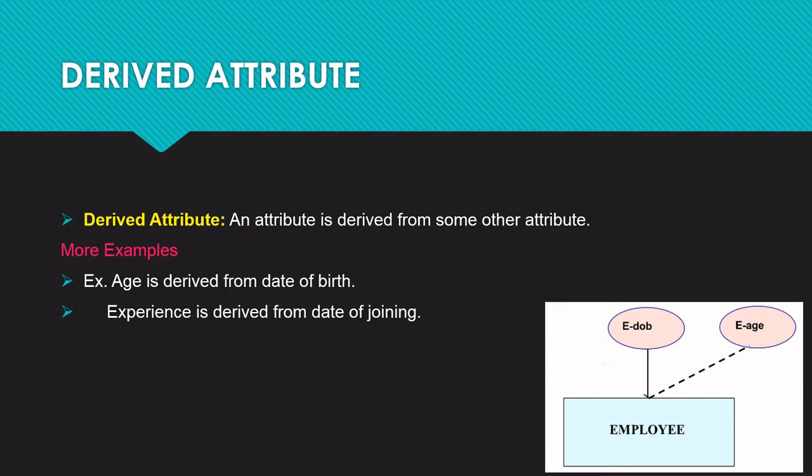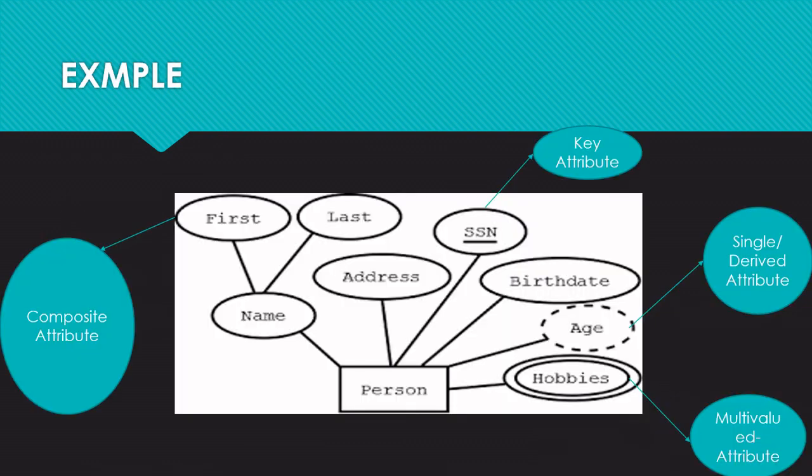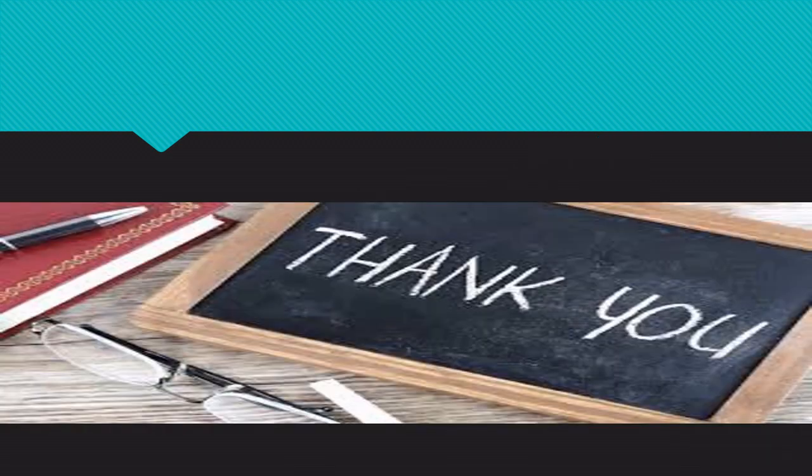The last one is the derived attribute. A derived attribute is an attribute that is derived from another attribute. For example, a person's age is derived from the person's date of birth. In the same way, experience is derived from date of joining.